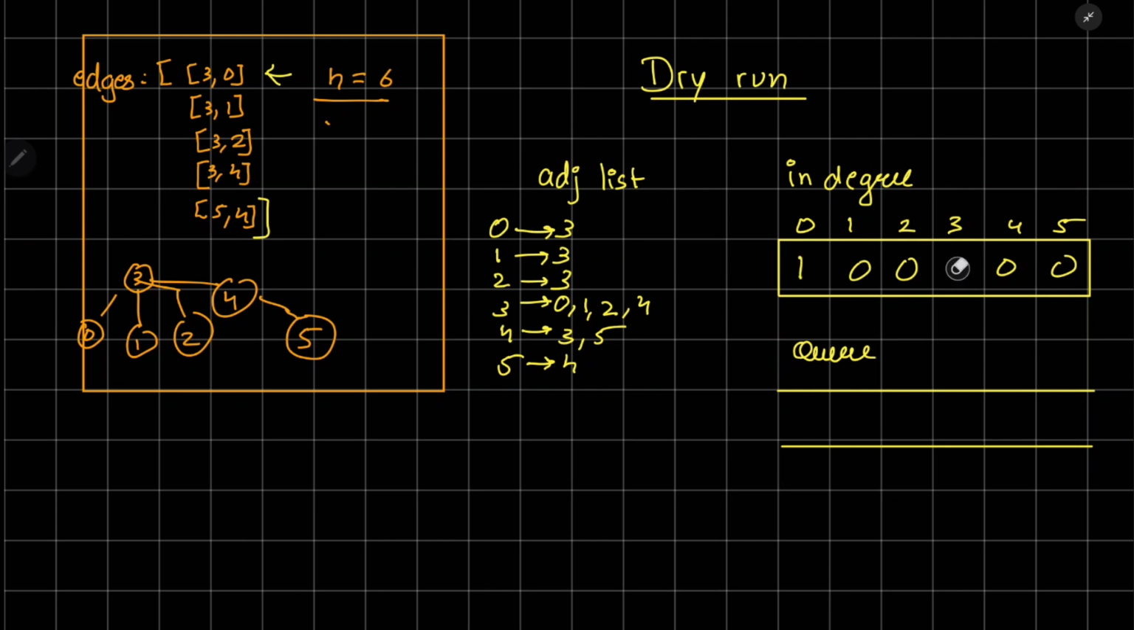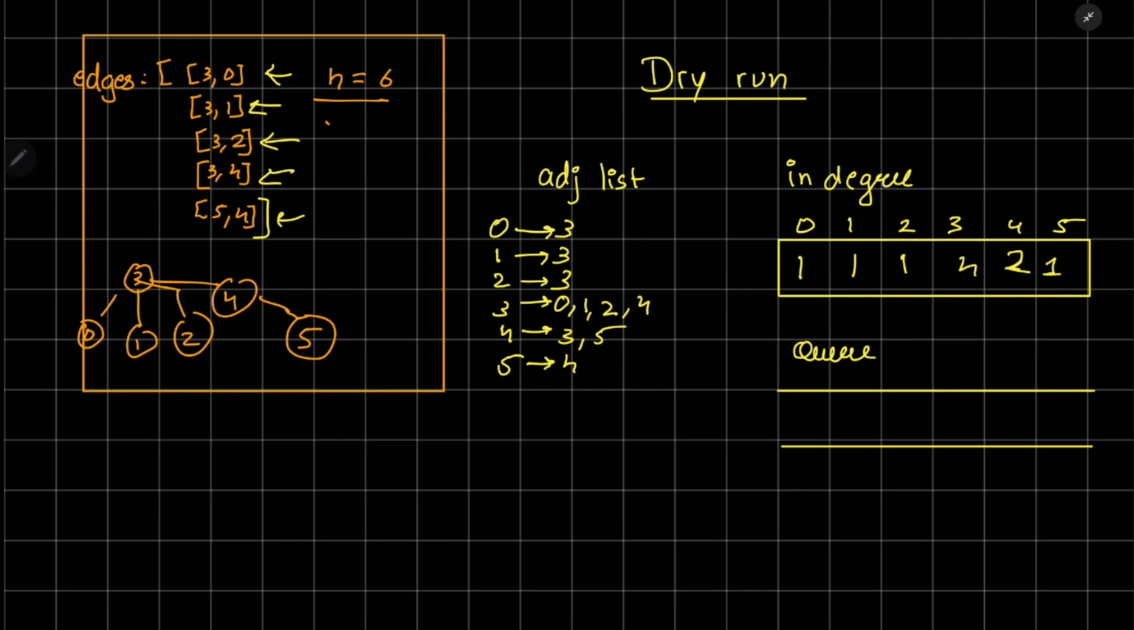The in degree of 3 will increase by 1, so it will be 2. The in degree of 1 will become 1. The in degree of 2 and 3 will be increased by 1, so they will become 1 and 3. Then the in degree of 3 and 4, so they will become 4 and 1. Now the in degree of 5 and 4, so they will become 2 and 1.